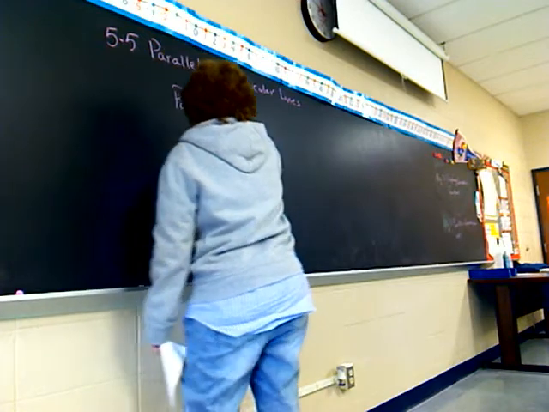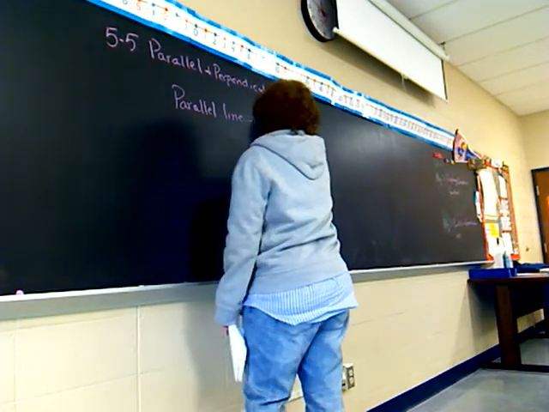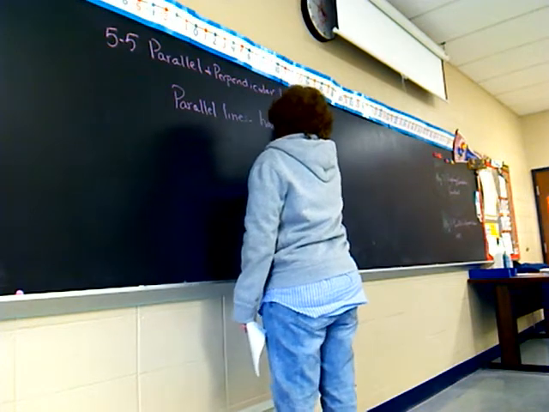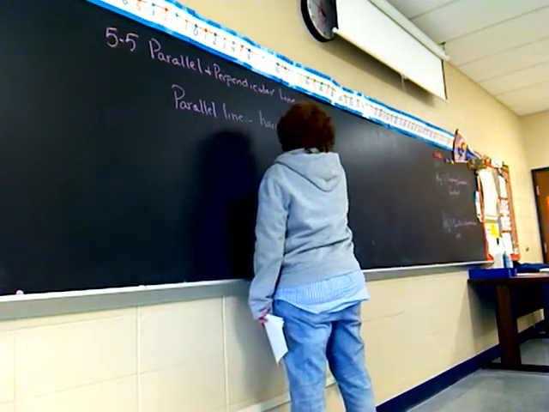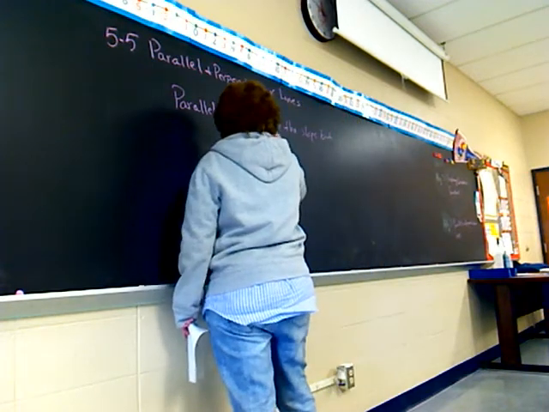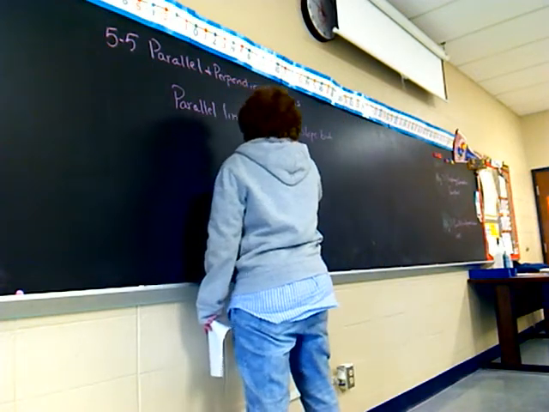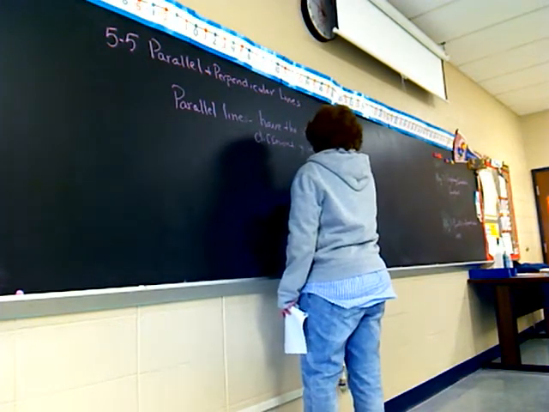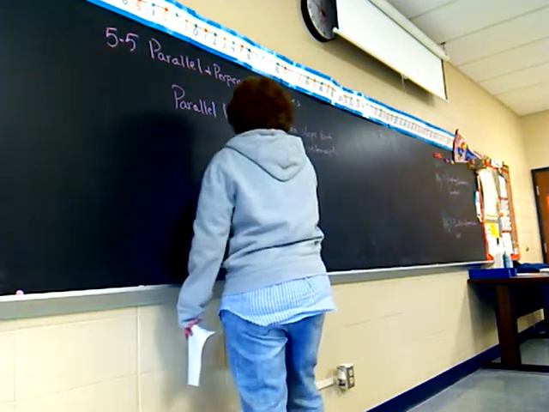The first thing we're going to go over is parallel lines and what's significant about them. Parallel lines have the same slope, but different y-intercepts. And the fact is that they never cross.